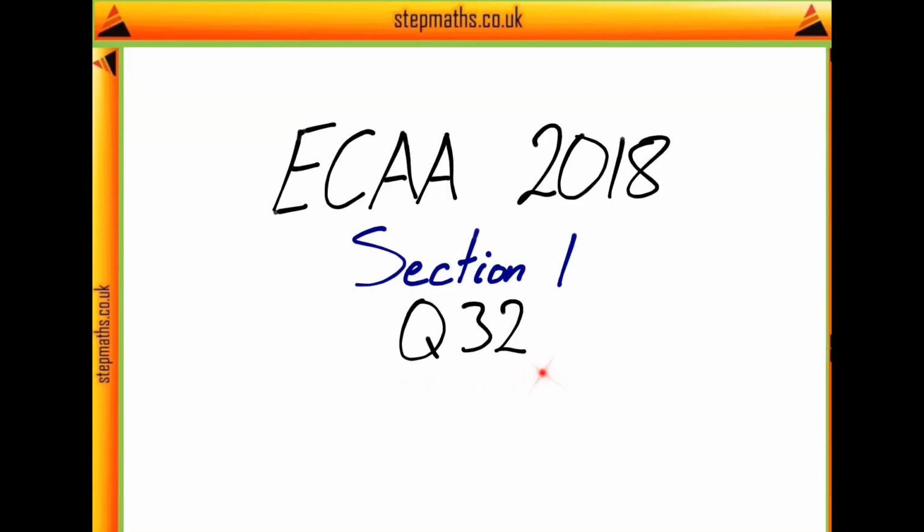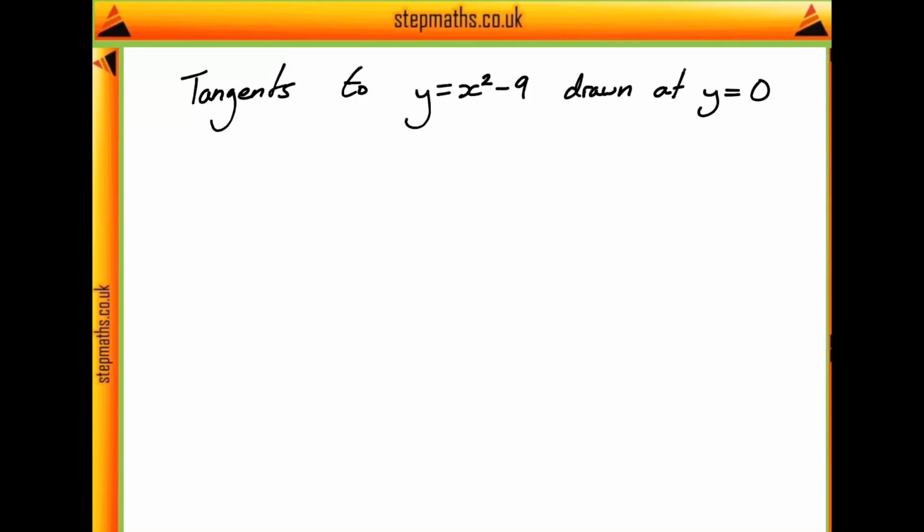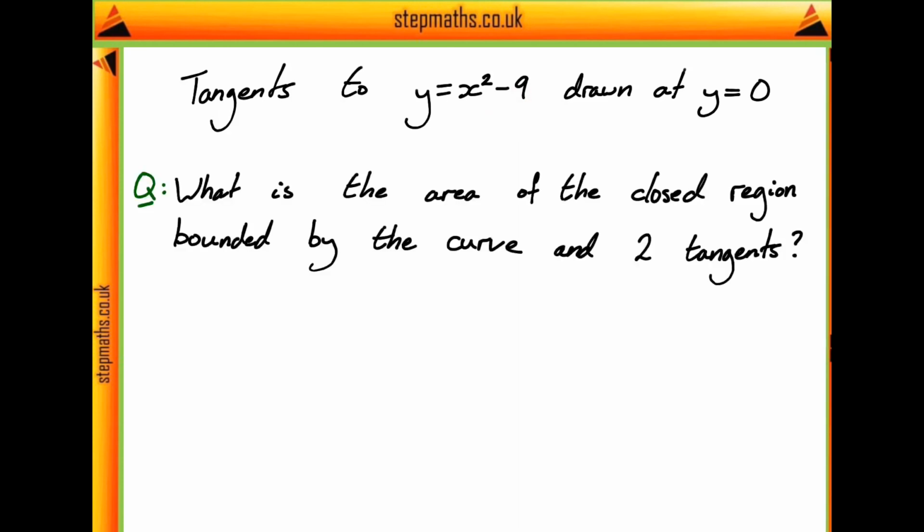Here we're going to look at question 32 from section 1 of the ECAA 2018 paper. In this question we're told that we have the curve y equals x squared minus 9 and we have two tangents drawn to the curve at y equals 0, the points where the curve intercepts the x-axis. What the question asks us to do is find the area of the closed region bounded between the curve and these two tangents.